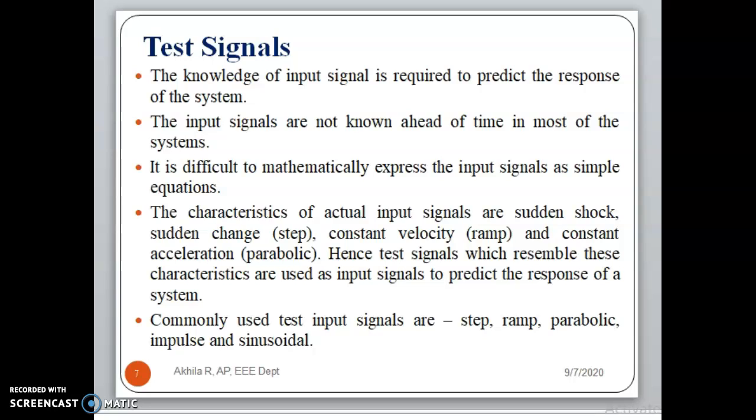Now, to analyze any system or to predict the response of any system, knowledge of the input signal is required. The problem is that it is very difficult to mathematically express actual input signals as equations. So we commonly use a standard set of test input signals, which are step, ramp, parabolic, impulse, and sinusoidal. The characteristics of actual input signals are sudden shock, sudden change, constant velocity, and constant acceleration.